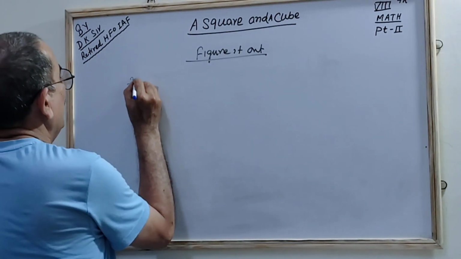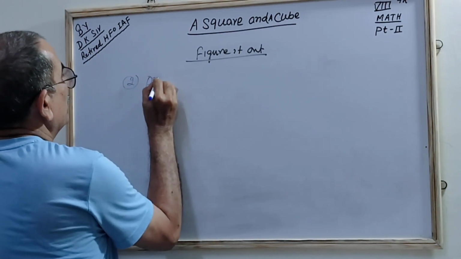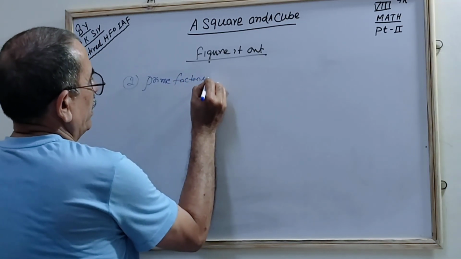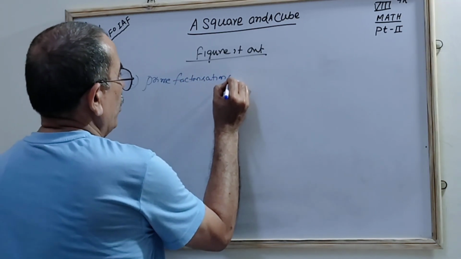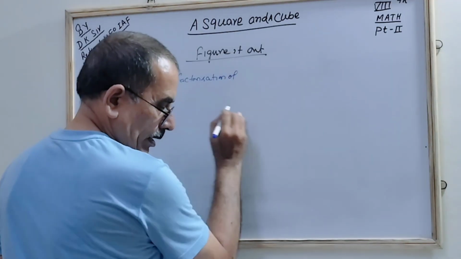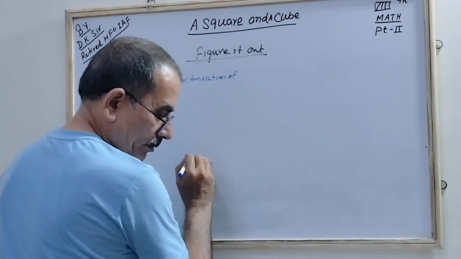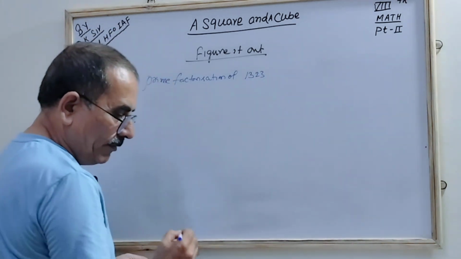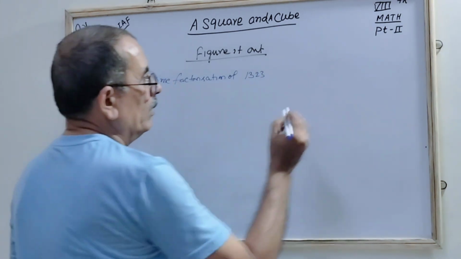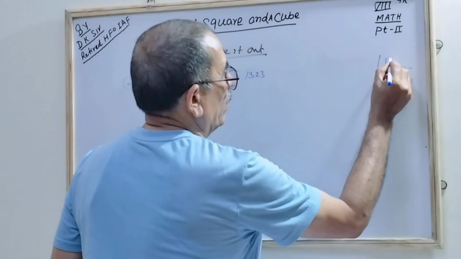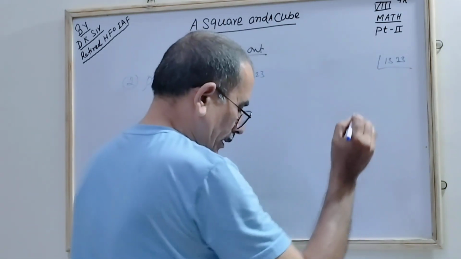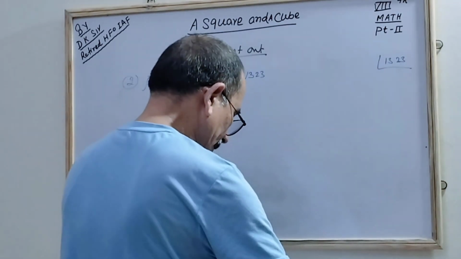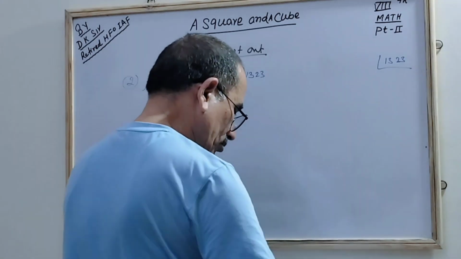The question number 2: you have to find the prime factorization of 1323. Correct? You can very well do the prime factorization of 1323. Correct? What will be the prime factorization of this 1323?